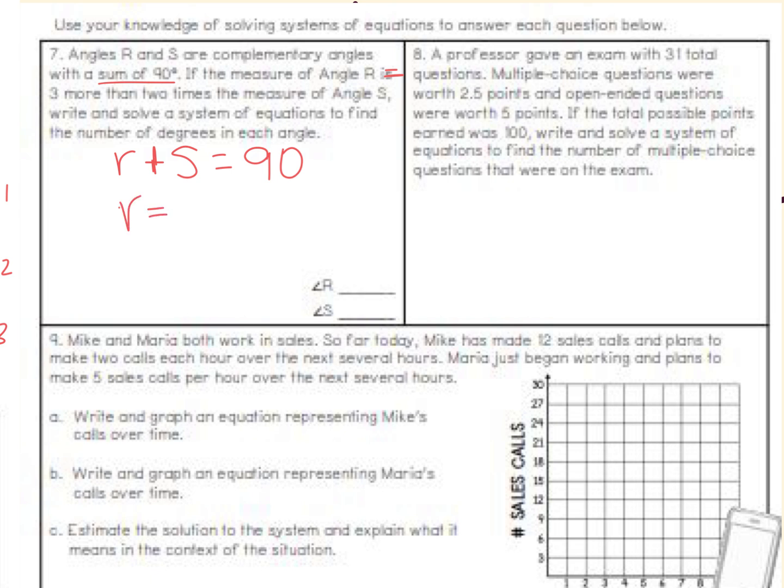R equals, what does 3 more look like? Plus 3. And 2 times? 2x, or 2s, or whatever letter you're using. We did talk about before as well, making sure you can use x and y if you identify what your x is and what your y is, but if you wanted to use, in this case, R and S, or whatever letter to represent more specifically, that might be easier.